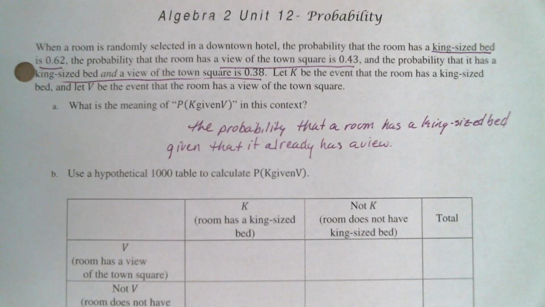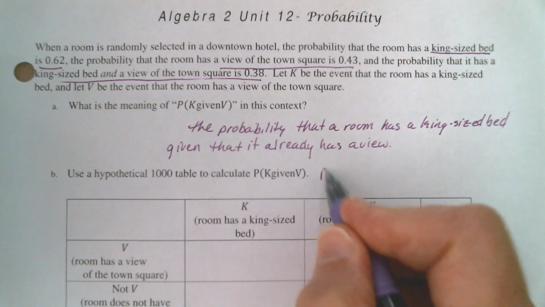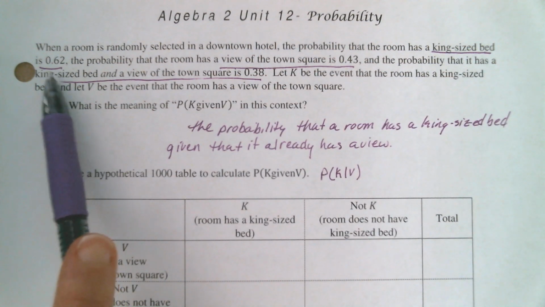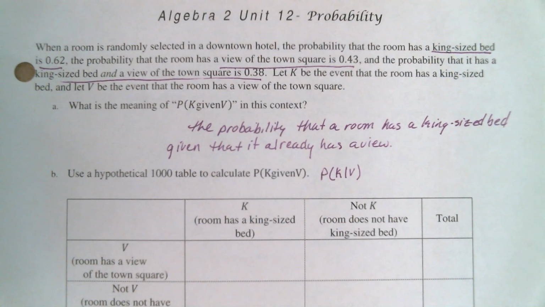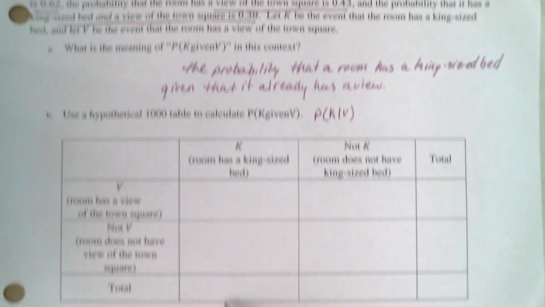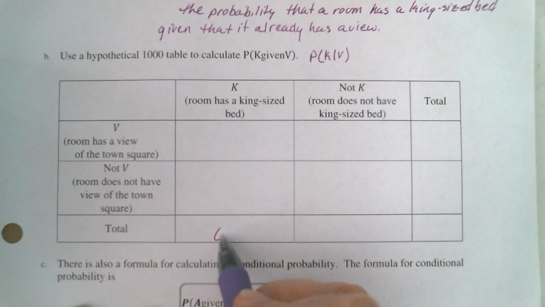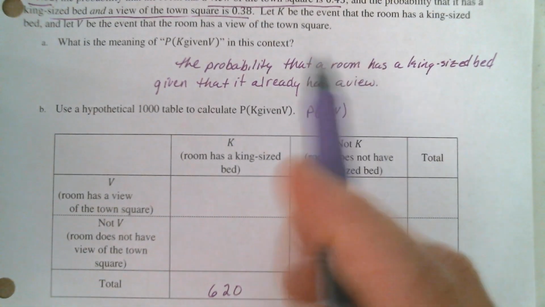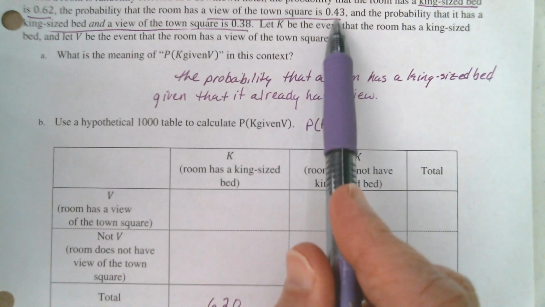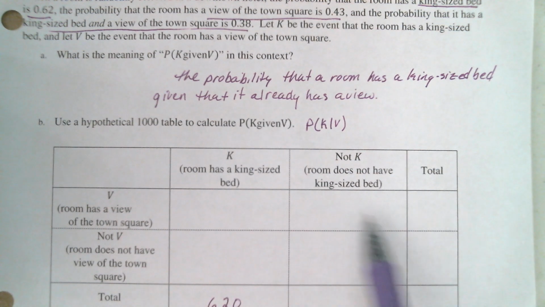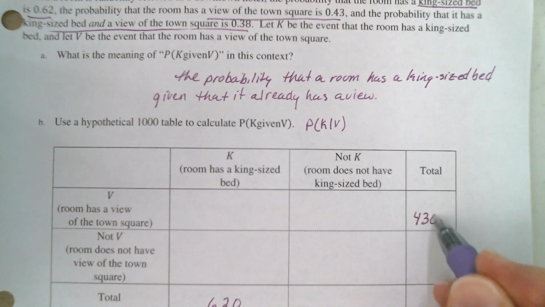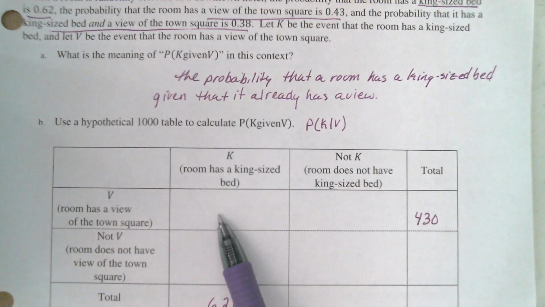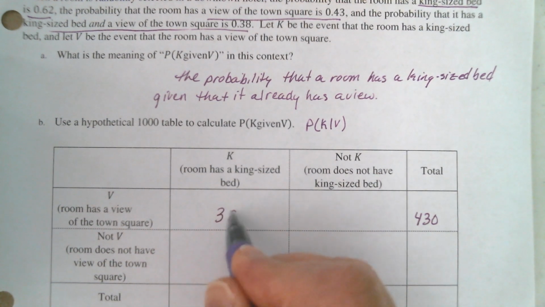Use a hypothetical 1000 table to calculate the probability of K given V. Okay, so king-size bed is 0.62. So king-size bed, the total, 0.62 times 1,000 is going to be 620. And then a view of the town square is 0.43. So view total 430. And king-size bed and view, which is here, is 0.38, so 380.